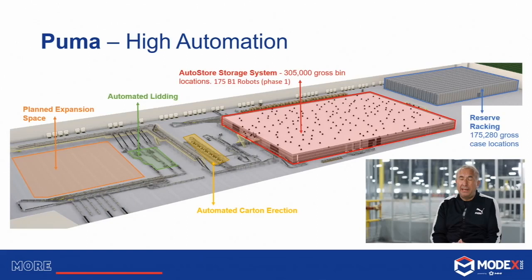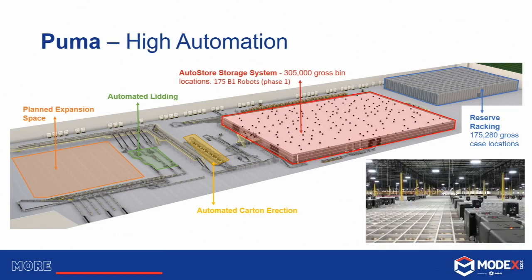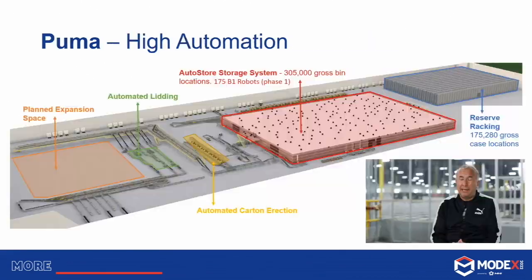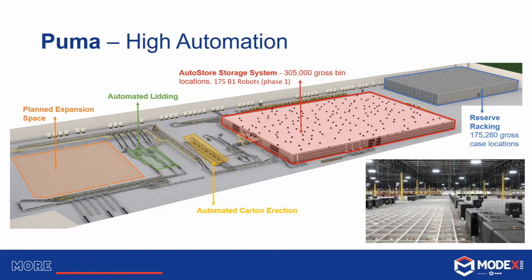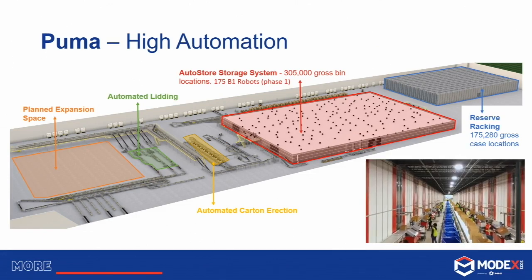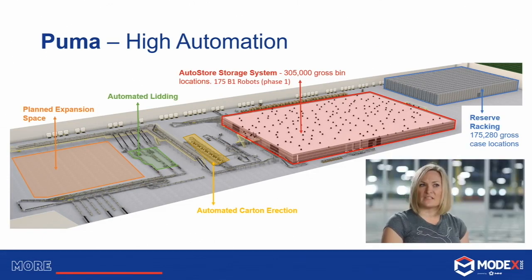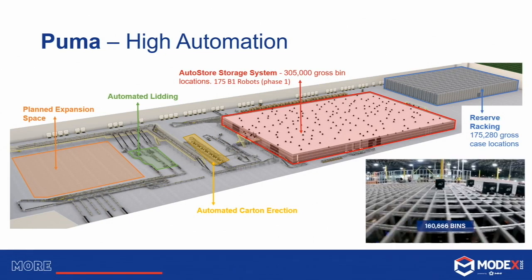All right, so high automation. Puma is a case where we have a couple of sites we've done for Puma, but this is a fully integrated goods-to-person system for omni-channel retail and apparel. They're shipping shoes as well as apparel and accessories out of this site, shipping to both retailers as well as end users and customers. I'll just do a quick walkthrough of the site to give you a feel for it.